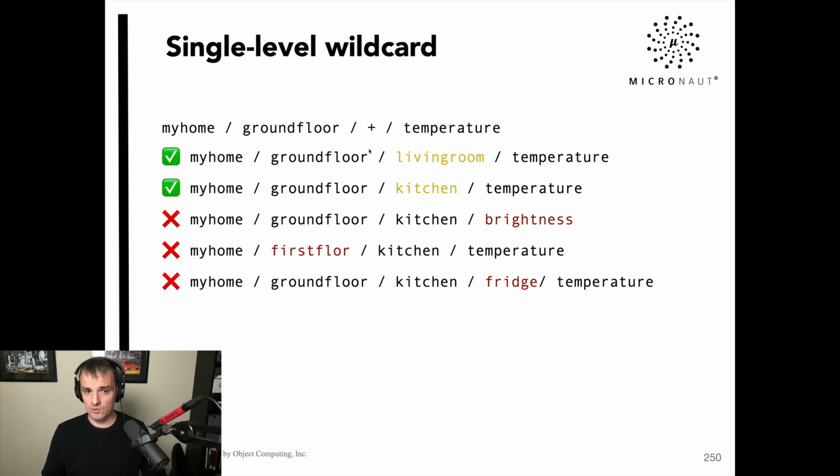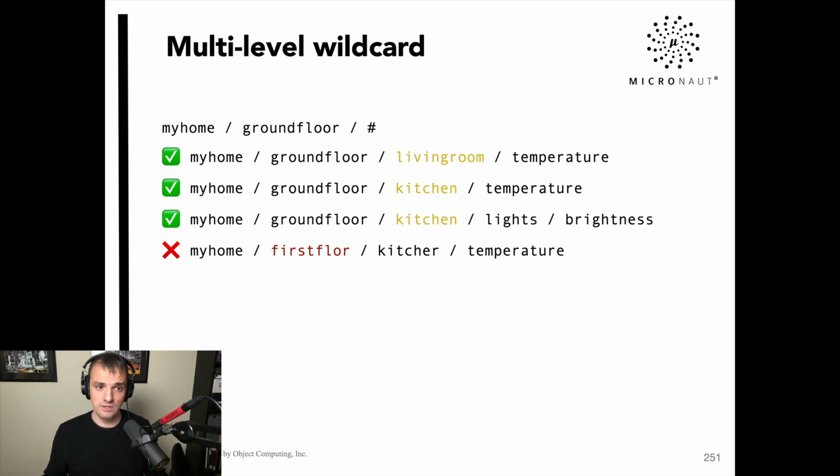So we have the single level wildcard. You see here the plus, where I could essentially say this topic, my home ground floor plus temperature, will subscribe to both living room and kitchen, but it will not subscribe to kitchen brightness. It will not subscribe also, even if it has temperature, if it has another level for fridge. So you have a single level wildcard.